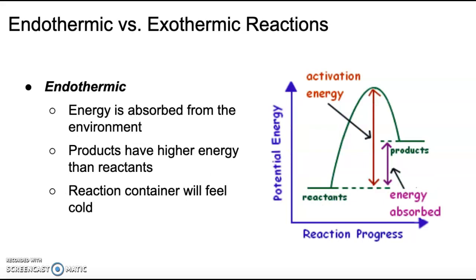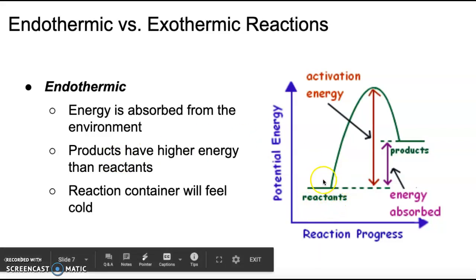Endothermic and exothermic reactions are going to have slightly different looking energy diagrams. So first, let's look at an endothermic reaction. So again, in an endothermic reaction, energy is absorbed from the environment. So the reaction is taking in energy from its surroundings. And so what that means is that the products are going to have a higher energy than the reactants because they've absorbed energy from the environment.